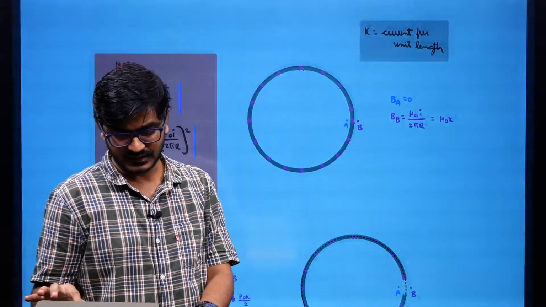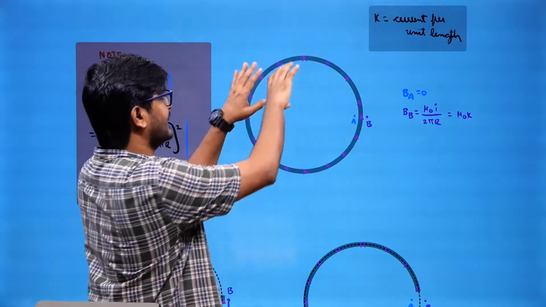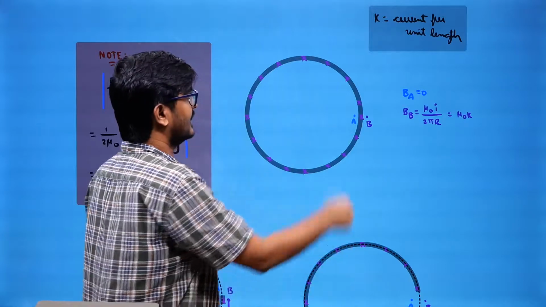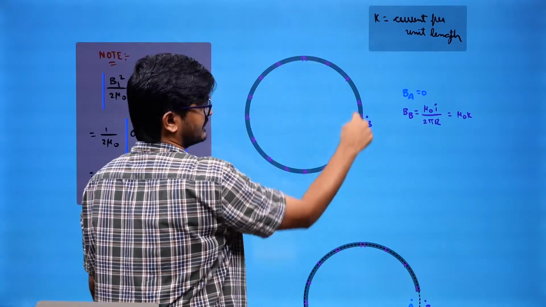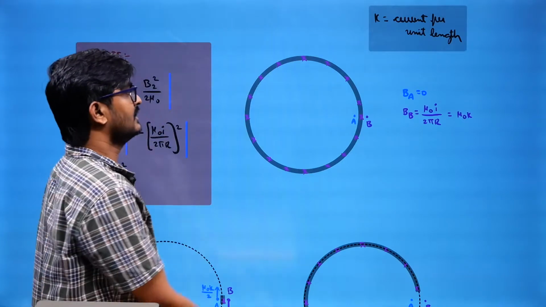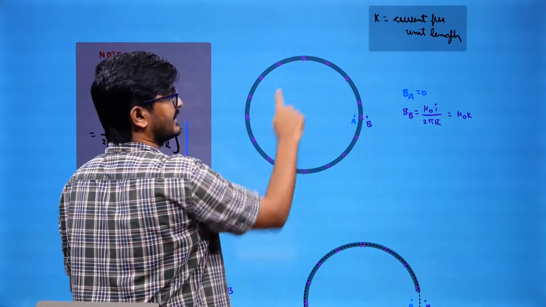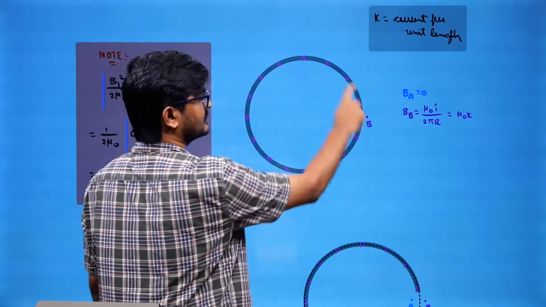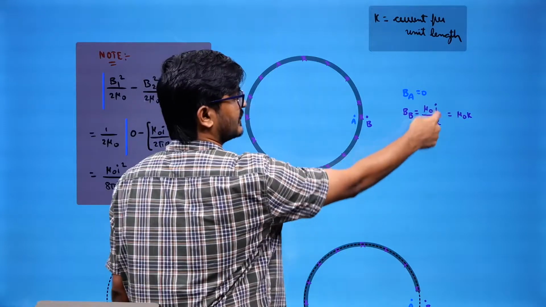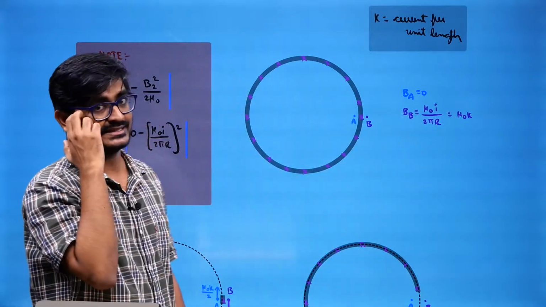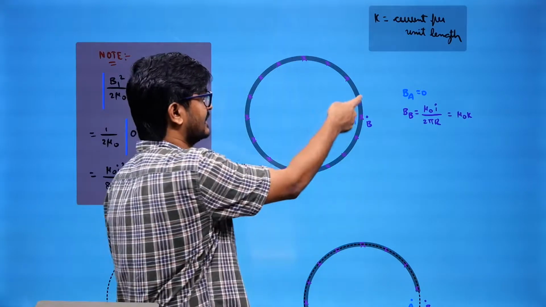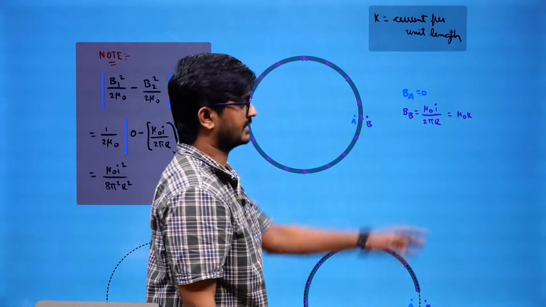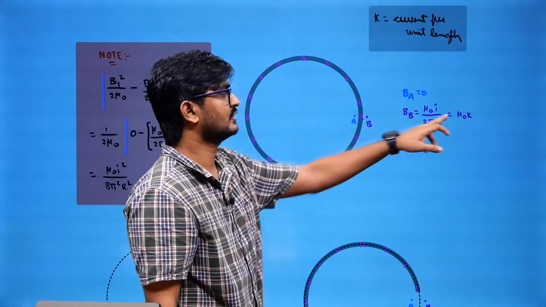So if I take a current carrying cylindrical shell, a hollow cylinder, and current is flowing on the circumference, then what will be the field inside? If I take an Amperian loop, I will be getting field inside as 0. If I take an Amperian loop and calculate the field outside, it is going to be mu naught I by 2 pi r. If I take K as current per unit length, then the total current is I and total length is 2 pi r. So current per unit length is K. So the magnetic field just outside is going to be mu naught into K.